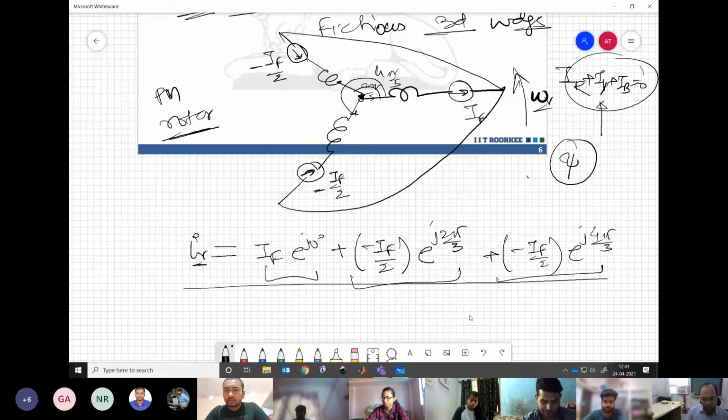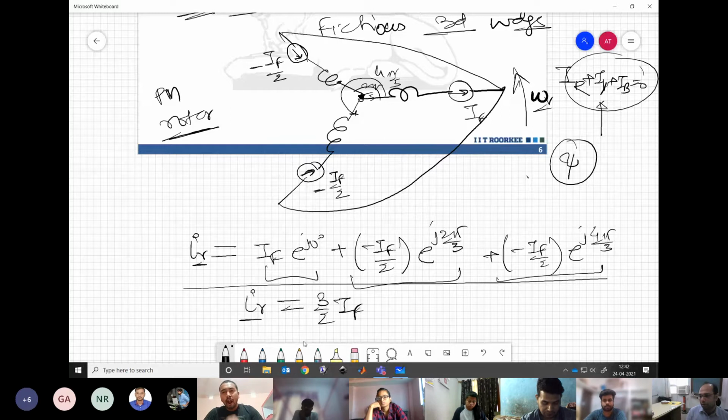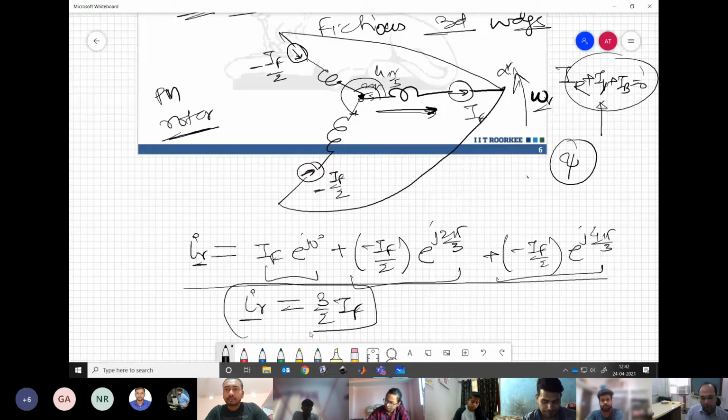This IR will turn out to be 3 by 2 times of IF. The other imaginary terms will cancel out, which means by this orientation what we have ensured is that our current vector is along this alpha r axis. It is fixed along the alpha r axis and then that is rotating. The rotor is rotating. You understand the meaning of this?